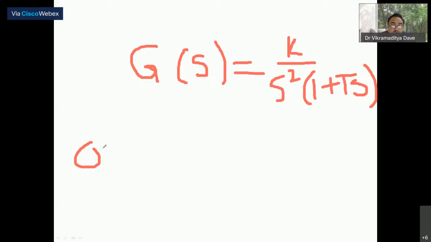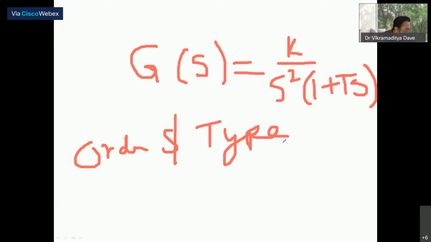You have been asked the order and type of the system. Please listen carefully. What are the order and the type of the system for the plant transfer function G(s) equal to this much, with unity feedback? So it is very clear that H(s) is equal to 1. So G(s) and H(s) are given, and now you have to find out the order and type.